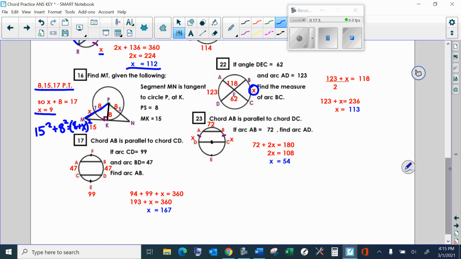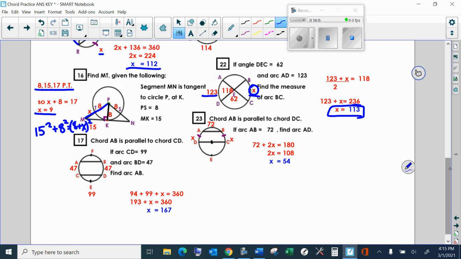Well, so I know that if this DEC is 62, then right there has to be 118. It's a linear pair. Well, if I double that 118, which is 236, right here, that has to equal that arc plus that arc, 123 plus x. So now I just subtract 123 across, and I get x equals 113 degrees. Again, you got to memorize your formulas.